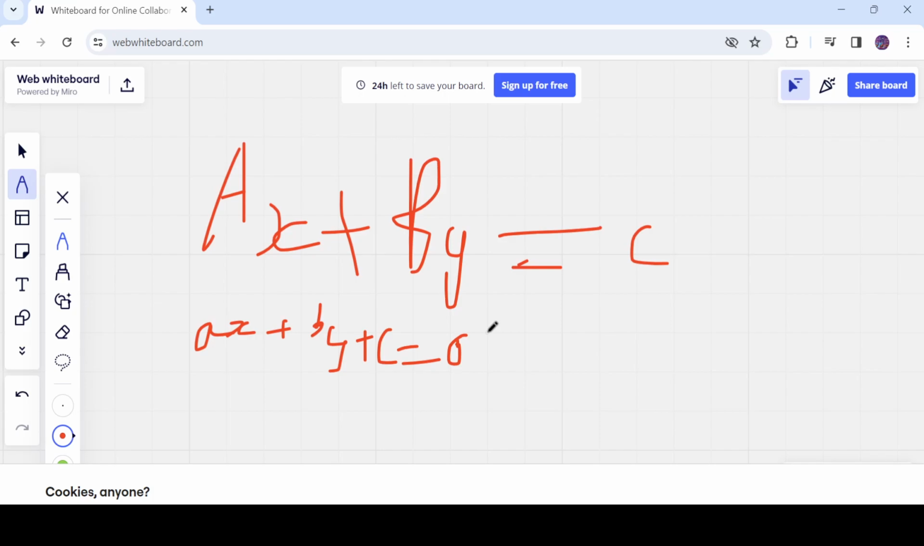But anyway, now we all know these. They're very simple. Y and X are variables, A, B, and C are constants. This is just a basic rundown of what these equations are.